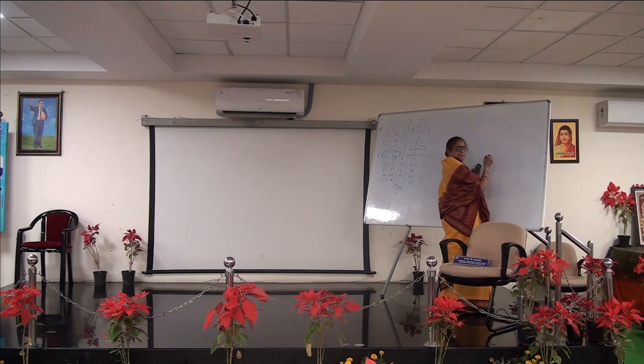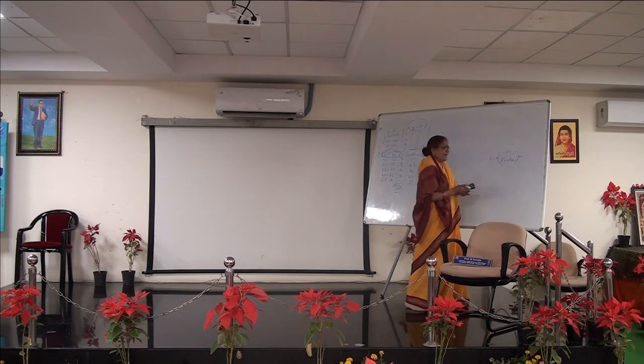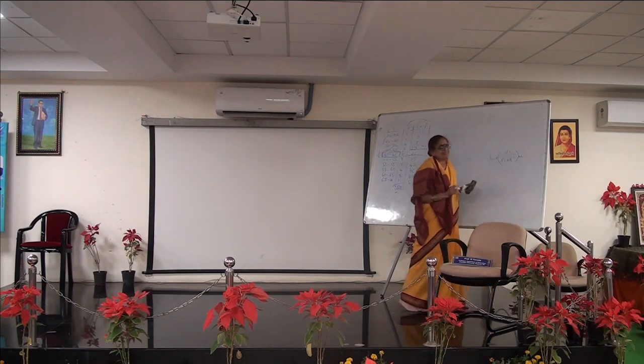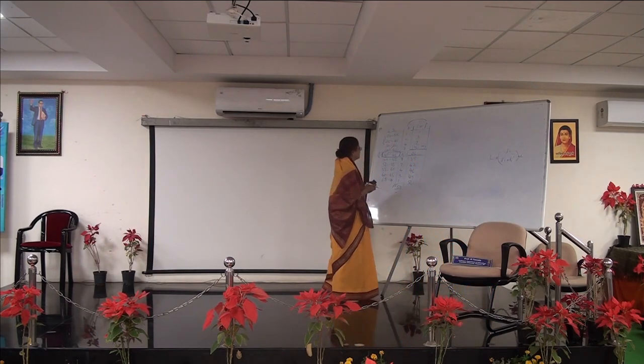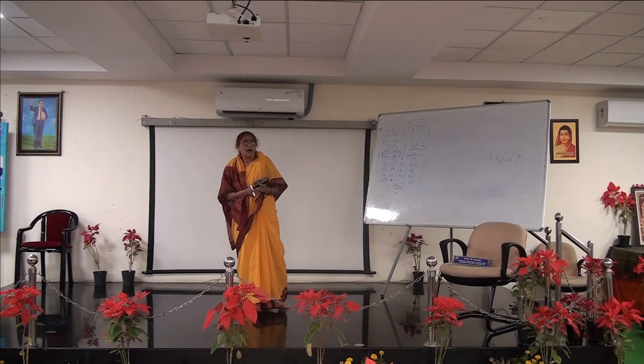Mode is L plus F1 minus F0 divided by 2F1 minus F0 minus F2, into i. Again you can denote it as F1 dash.